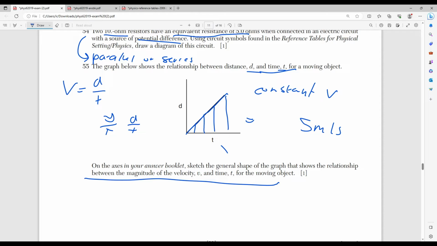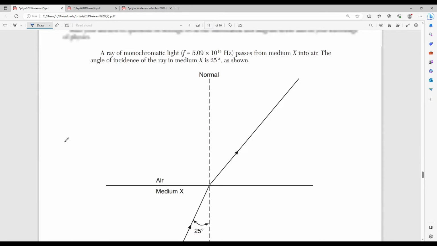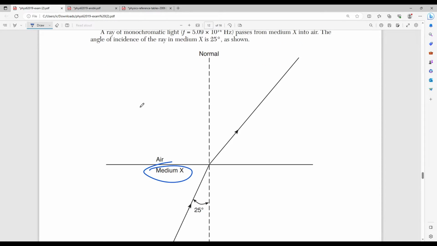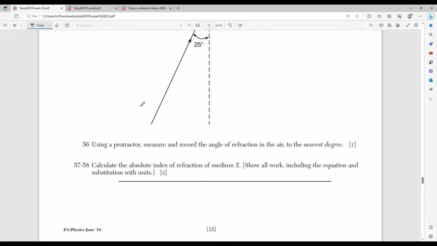Moving on to number 56. It says that a ray of monochromatic light passes from medium X into air, right? So this is medium X into air. The angle of incidence of the ray is 25 degrees as shown below. Using a protractor, measure and record the angle of refraction in the air to the nearest degree, right?